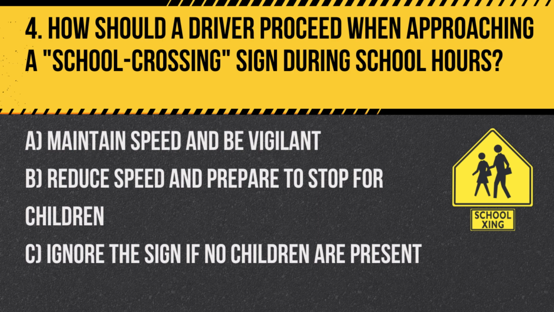Question 4. How should a driver proceed when approaching a school crossing sign during school hours? A. Maintain speed and be vigilant. B. Reduce speed and prepare to stop for children. C. Ignore the sign if no children are present. Answer. B. Reduce speed and prepare to stop for children. School crossings require drivers to be extra cautious and ready to stop.